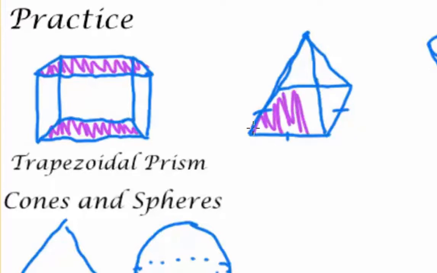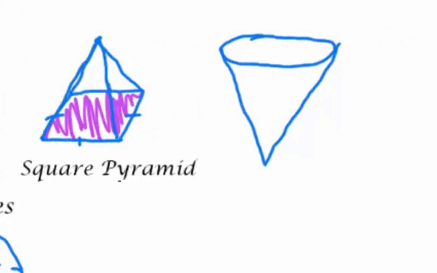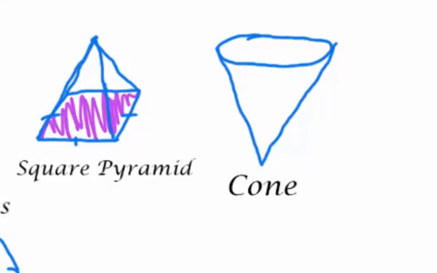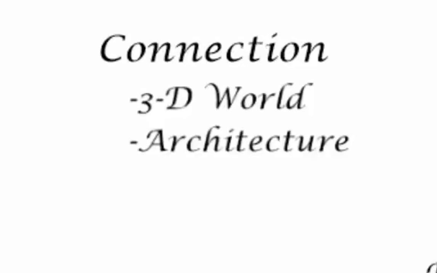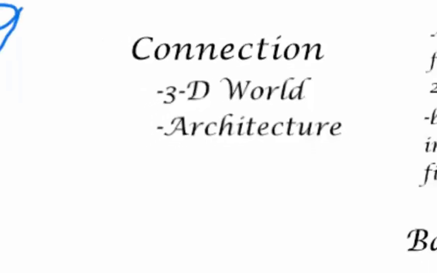With this figure, I have one base down here at the bottom. The dashes let me know that it's a square, so I can call this a square pyramid. This last figure, I have one non-polygon base, so this is a cone. It's important to think about the connection of 3D figures, as we know that 3-dimensional figures help us with our 3D world and largely architecture as well.